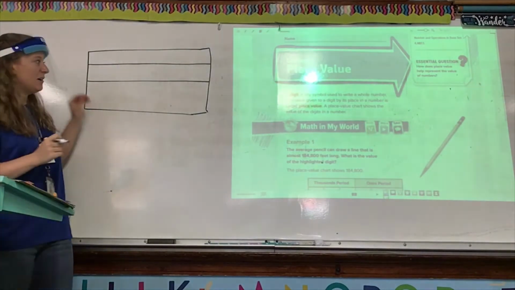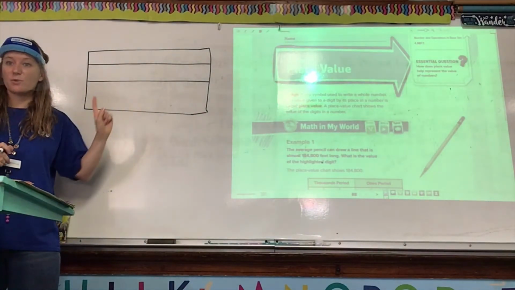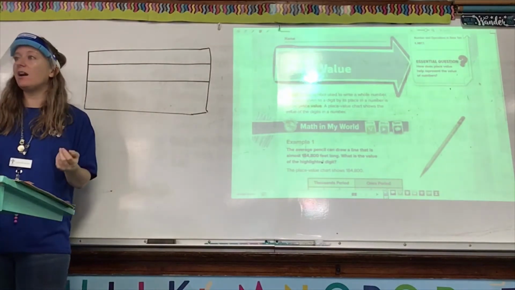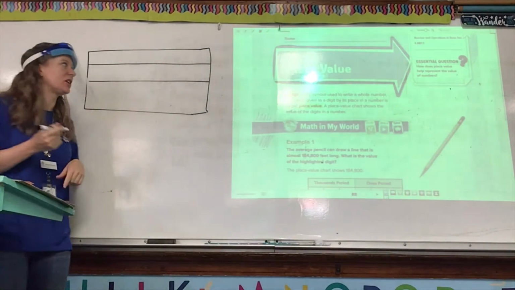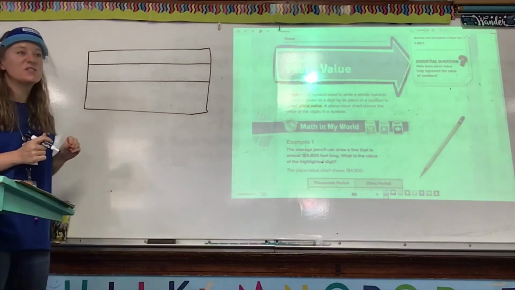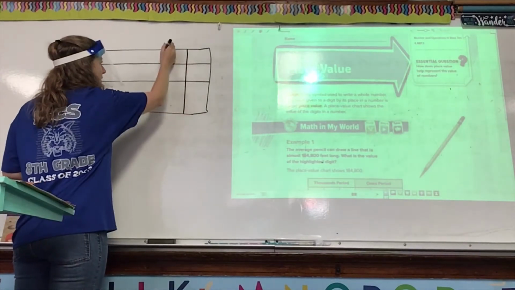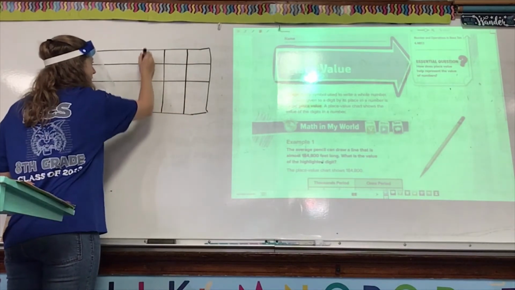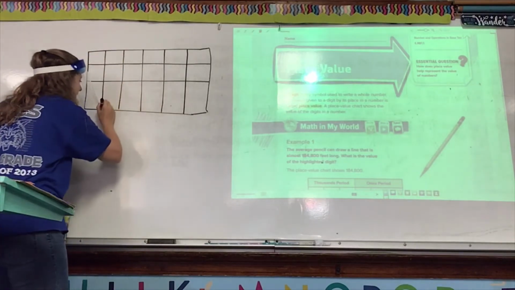Columns go up and down. Rows go side to side. So a place value chart always has 3 rows. Now the number of columns is going to depend on how many periods or digits that you're looking at. Our place value chart that I'm drawing right now is going to have 6 columns. 1, 2, 3, 4, 5, 6.